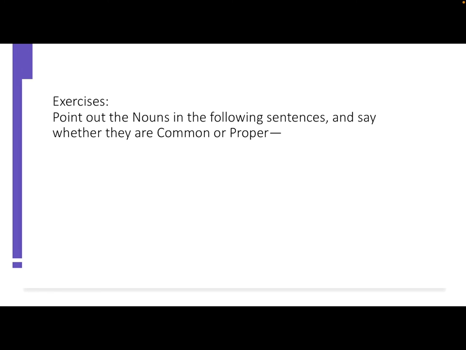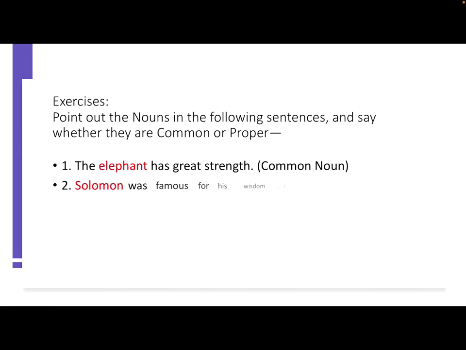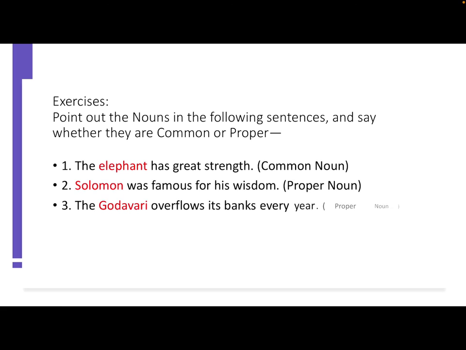Point out the nouns in the following sentences and say whether they are common or proper. Let's see the sentences. The elephant has great strength. Now here the word elephant is a common noun. In the second sentence, Solomon was famous for his wisdom. Solomon is the proper noun. Now in the third sentence, the Godavari overflows its banks every year. Now the word Godavari is a proper noun.